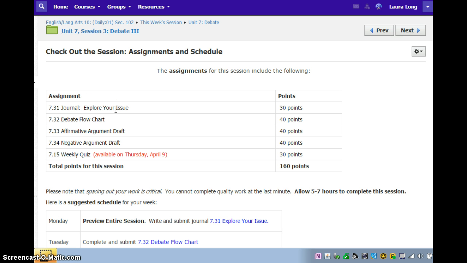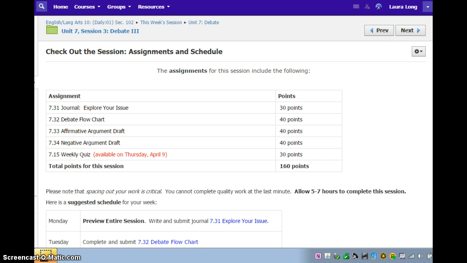You got your research last week. Now you're going to understand it through writing. The second assignment, you're going to look at a flow chart that will help you organize or outline your arguments on both sides. Then you'll be doing the draft, actually, of your negative and affirmative arguments, and a weekly quiz.